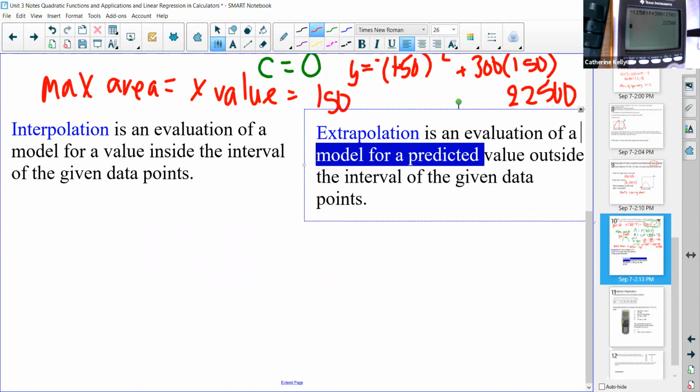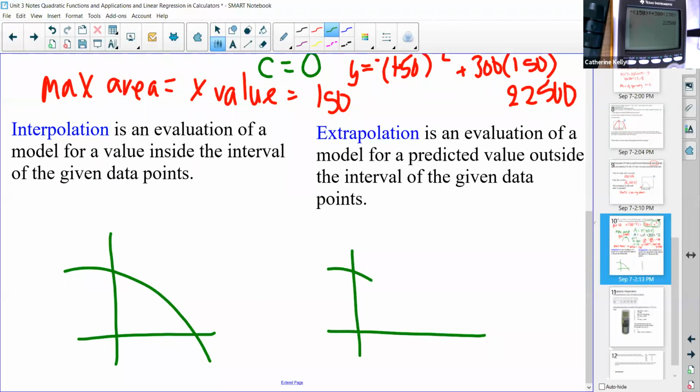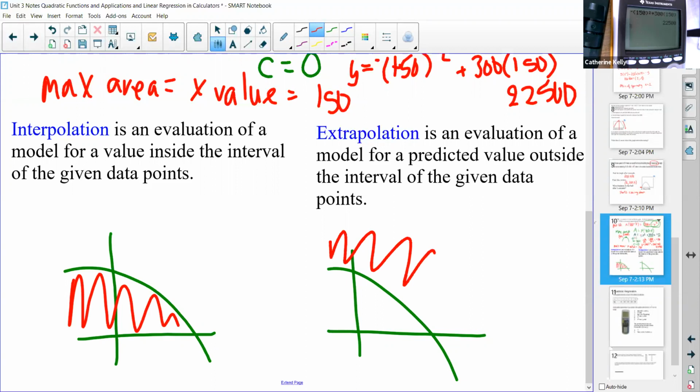Okay. Inter versus extra. So if we have a curve, interpolation is the one inside the interval, so this space here. Extra is if we're talking about this space here.